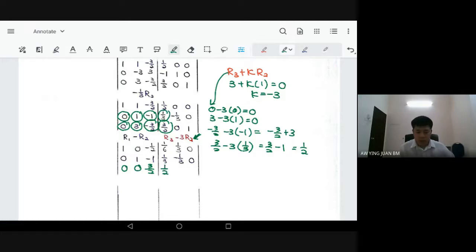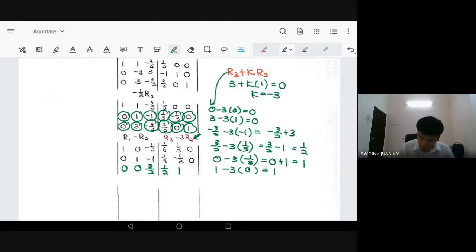So that is the situation. Continue, we have 0 minus 3 multiply with negative 1 over 3 because of R2. So simplify, 0 plus the 1. So the answer becomes 1. Finally, we have row 3, 1 minus 3 multiply with row 2, which is 0. So the answer will become 1. So here is the process of how we determine row 3.